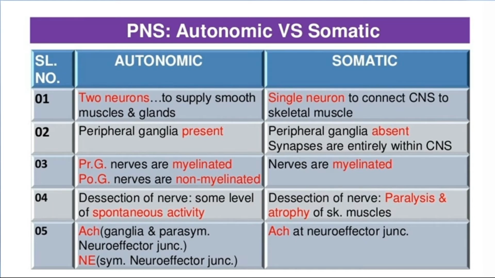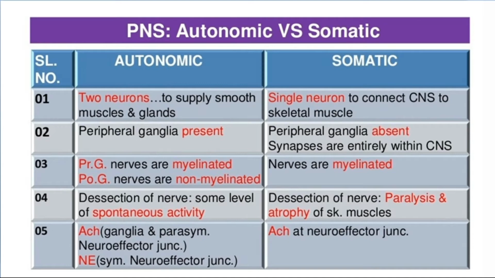In autonomic, dissection of nerve, some level of spontaneous activity is shown. Somatic nervous system, dissection of nerve leads to paralysis and atrophy of skeletal muscles. Autonomic nervous system, acetylcholine and norepinephrine are the neurotransmitters, and acetylcholine can be present in ganglia and parasympathetic neuroeffector junctions. Norepinephrine can be seen in sympathetic neuroeffector junctions. In somatic nervous system, acetylcholine at neuroeffector junctions.